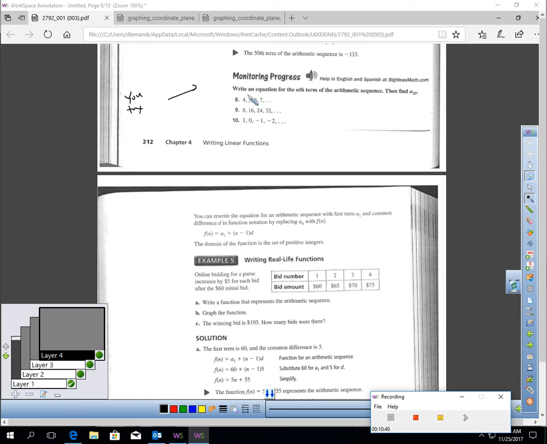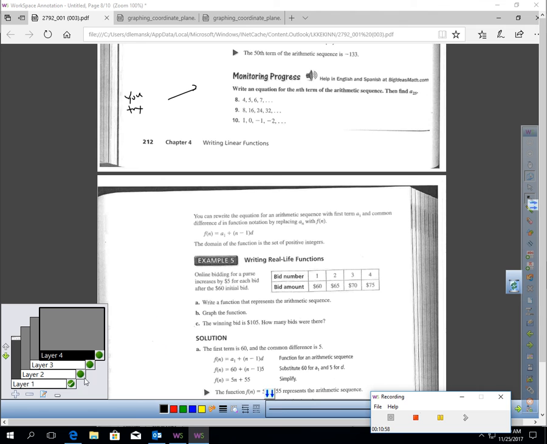Why don't you go ahead and try writing an equation for the nth term of each of these sequences and then find a sub 25. I misspoke. I should have said the 25th. I don't want to make it sound like an exponent. I want you to find the 25th term of the sequence.